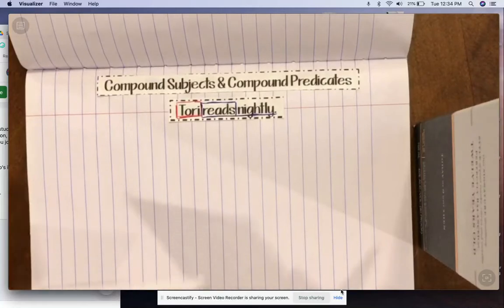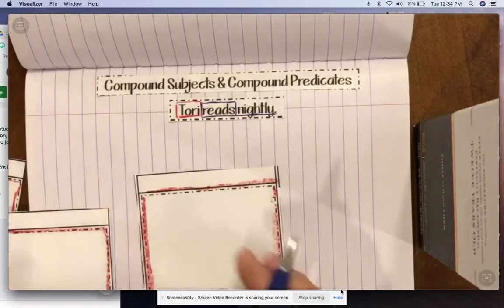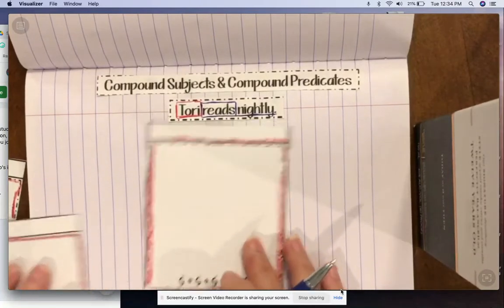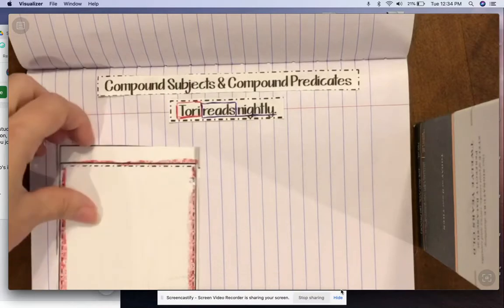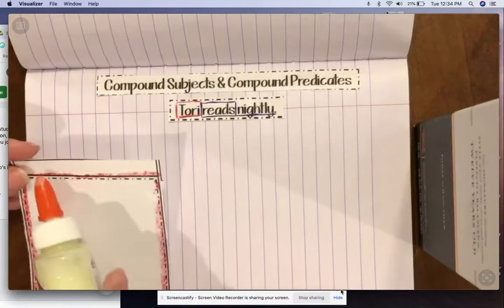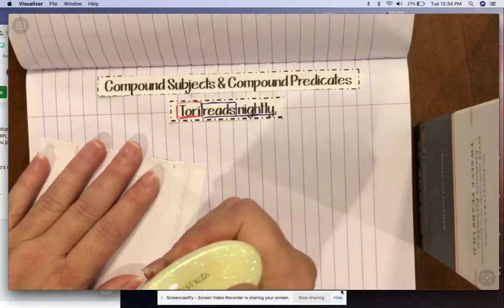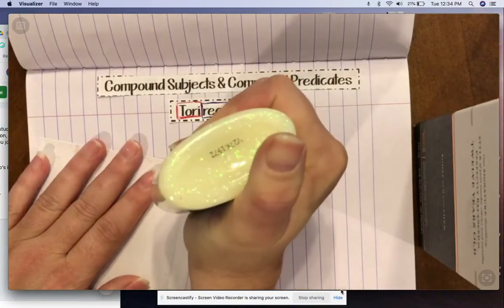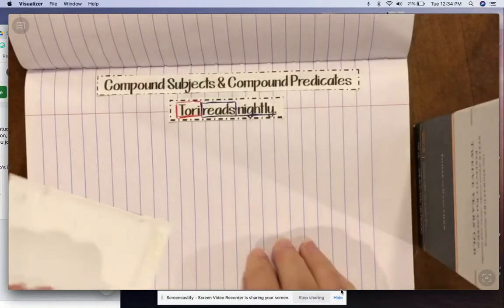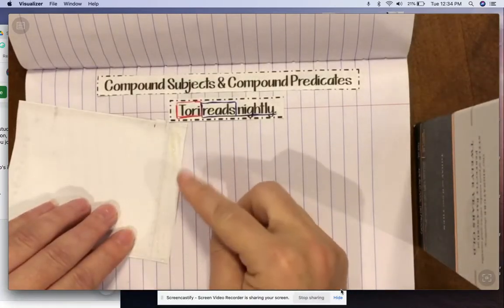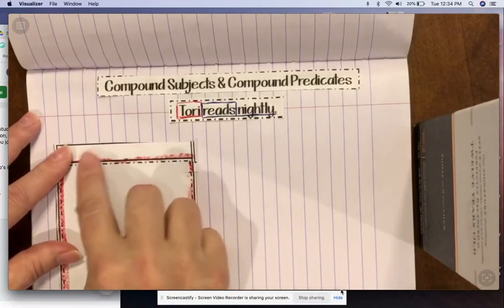So I want you to look at all your blocks, find the biggest one, and we're going to glue it down on the bottom. You're only going to put glue along the flap. If you need to pause the video, that's fine. Go ahead and pause. So only put glue on the flap part because we're going to be lifting this up. And your biggest one goes on the bottom.